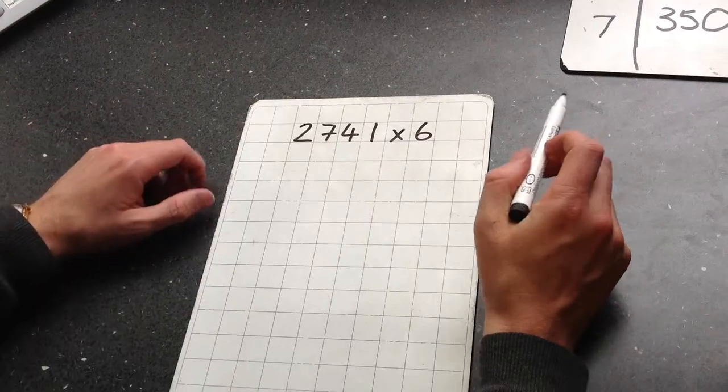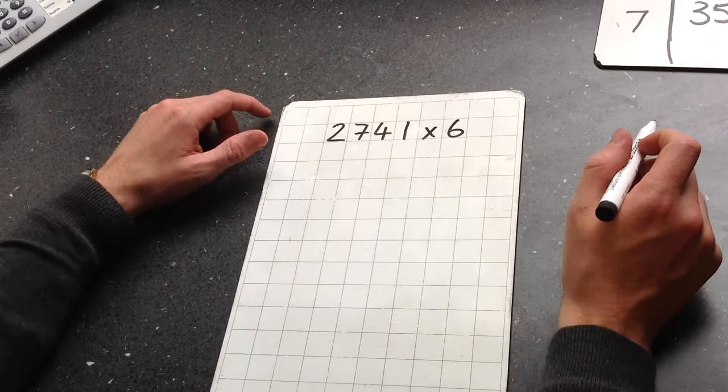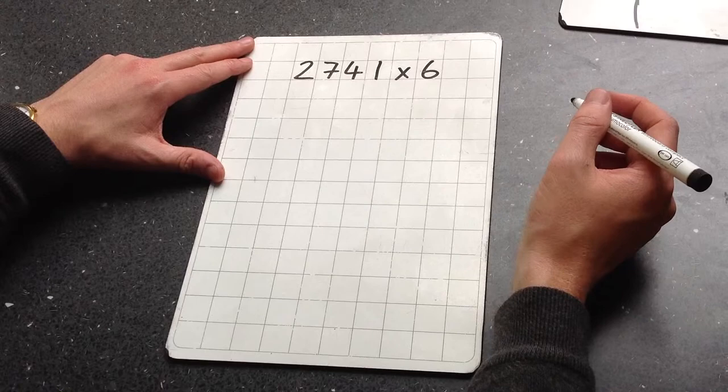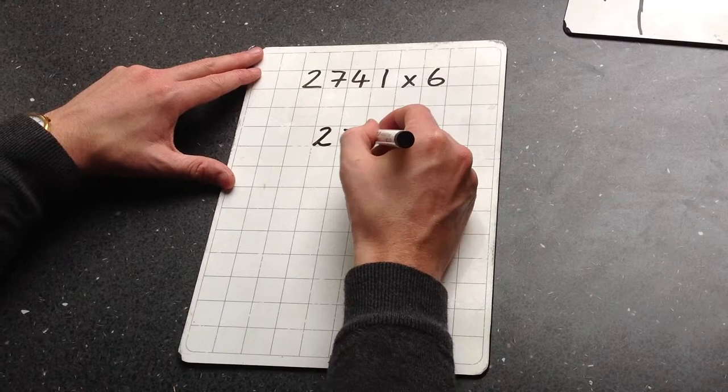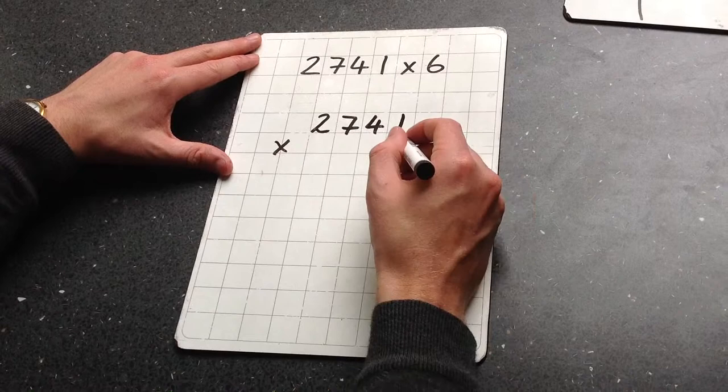I'm going to multiply a four-digit number by a one-digit number. So I'm going to use short multiplication, and I'm going to show the abstract method. First of all, I have my four-digit number, so 2741, and I'm going to multiply that by 6. I make sure I line the 6 up in the ones column really carefully.